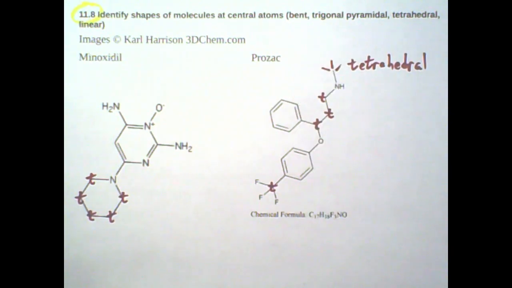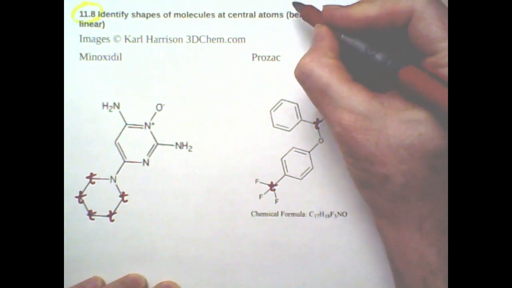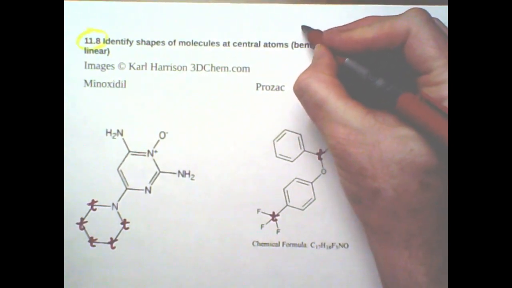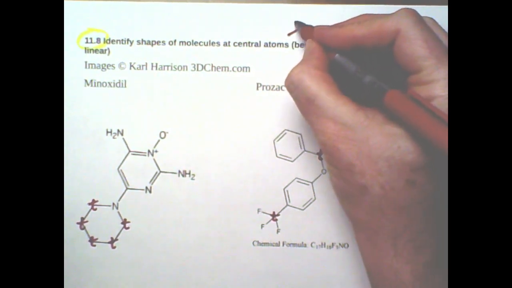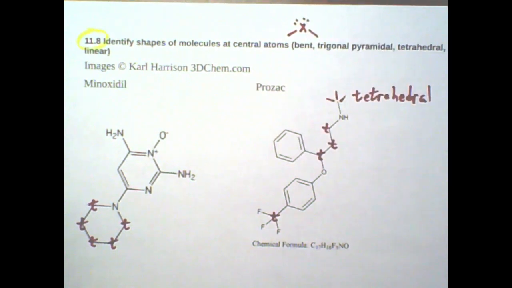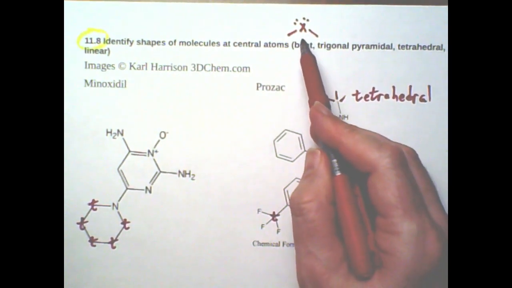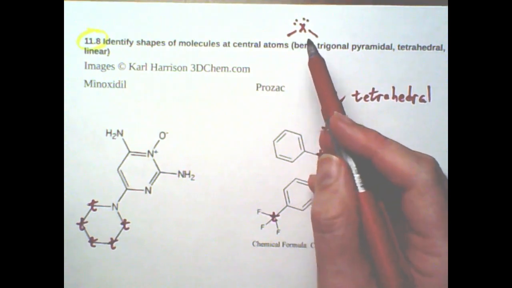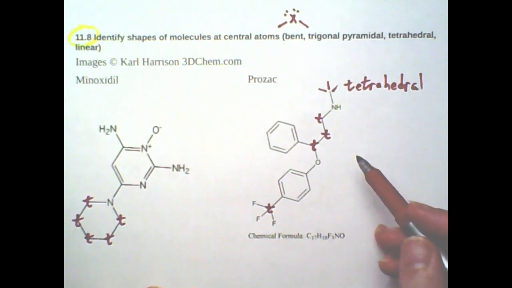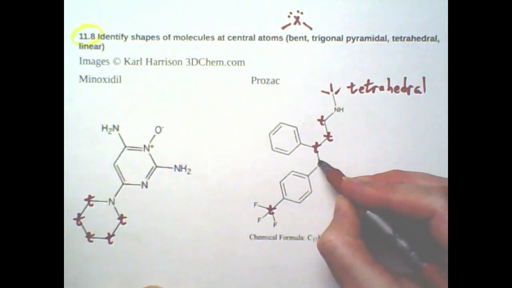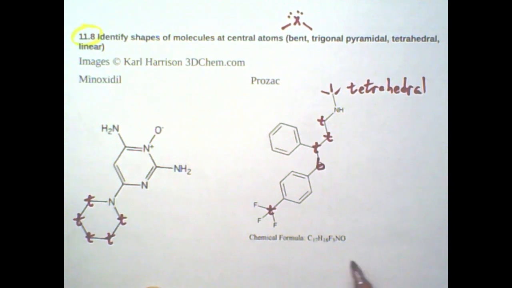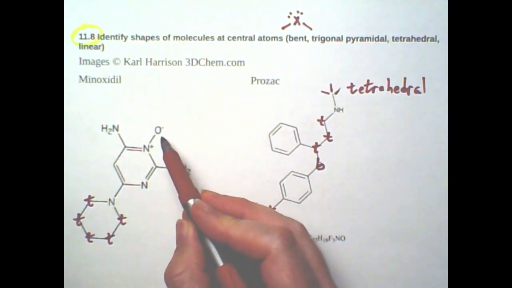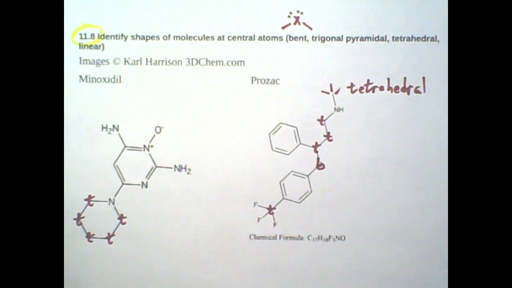Let's go to bent. Bent's going to happen when you have something in the center with 2 bonds and either 1 or 2 lone pairs. And if you think about where you've seen this, with oxygen and sulfur. So that's where we're going to start looking. Here's an oxygen, 2 things attached, 2 lone pairs. That's bent. Here's an oxygen, but it's out on the end. That's all we've got for bent in both of these.